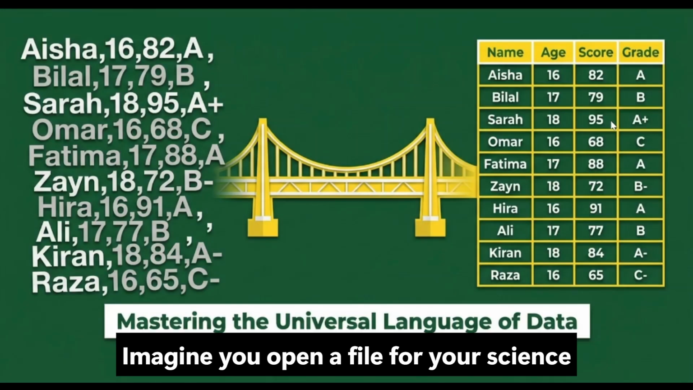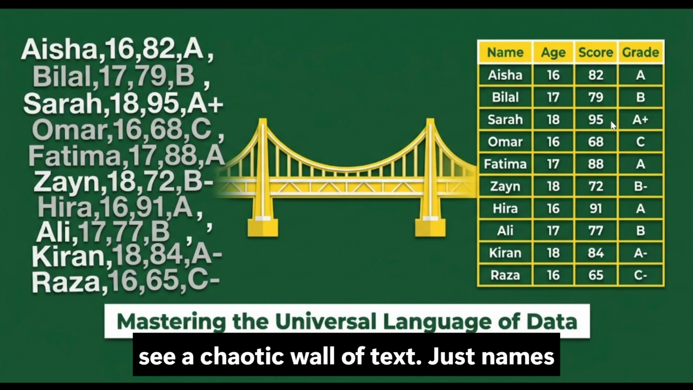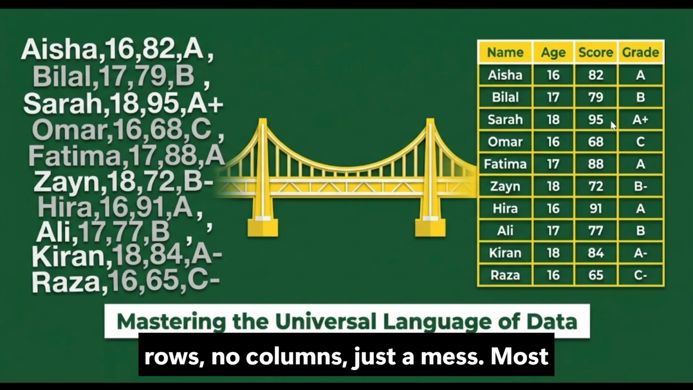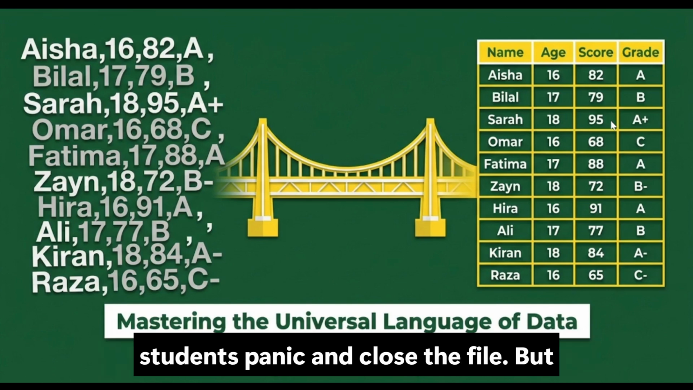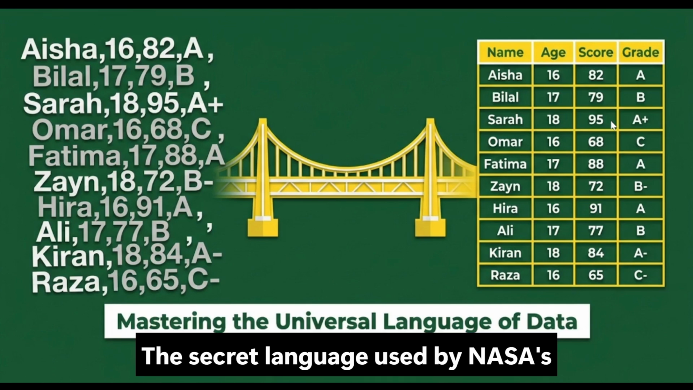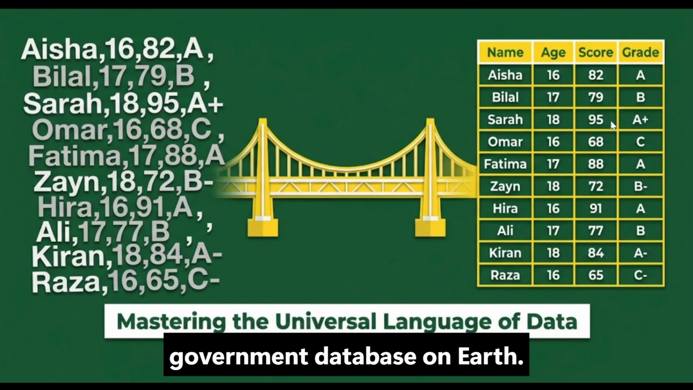Imagine you open a file for your science project and instead of a neat table, you see a chaotic wall of text, just names and numbers separated by 1,000 commas. No rows, no columns, just a mess. Most students panic and close the file. But what if I told you that this mess is actually the secret language used by NASA, global hospitals, and every major government database on Earth?